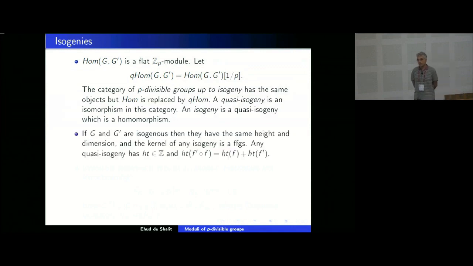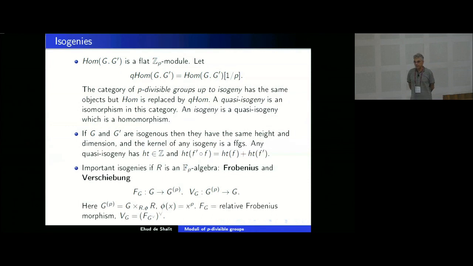And if G and G' are isogenous, then they share the same height and the same dimension, and the kernel of an isogeny is a finite flat group scheme. And any quasi-isogeny has a height associated to it. The height of the p-divisible group is the height of the quasi-isogeny multiplication by p. But you can assign to any quasi-isogeny a height. If this quasi-isogeny is a true isogeny, a true homomorphism, p to that height is the rank of the kernel. And in general, you can work it out if you insist that this nice equation continues to hold.